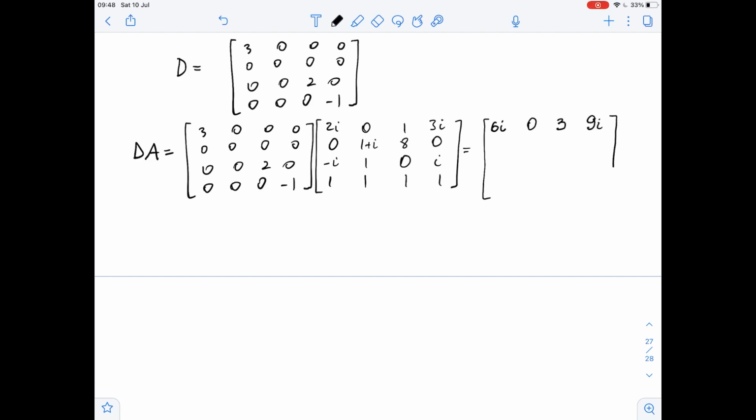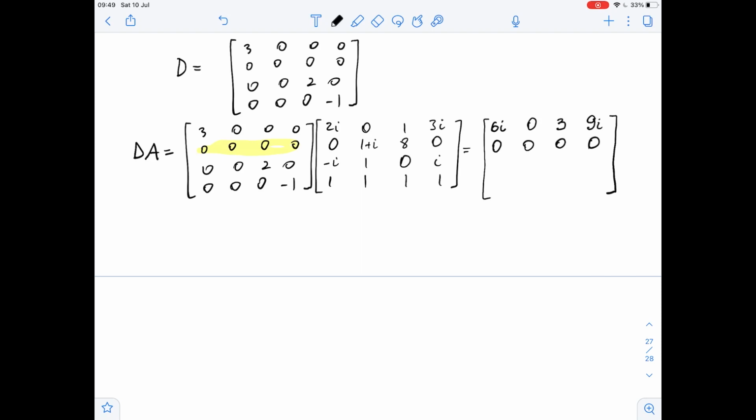Well, the next row of matrix D is all zeros. So it means that the dot product of this row with the columns of matrix A will be equal to 0. So here we get all zeros.